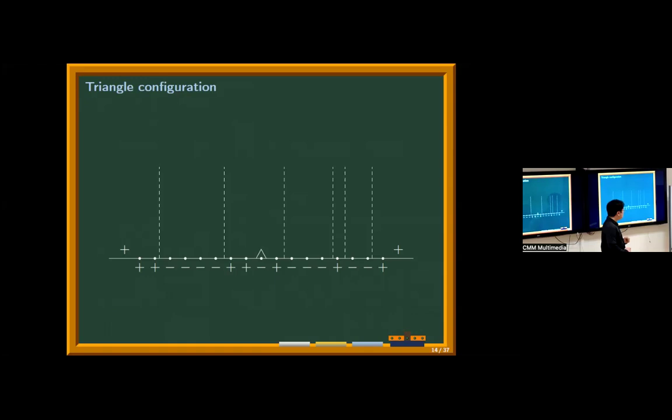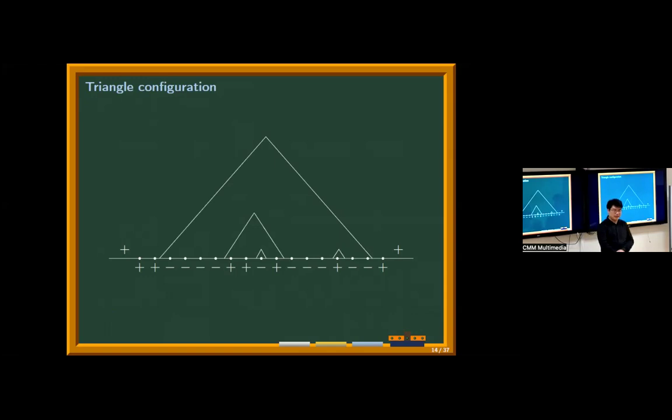Pick the second smallest one. Pick this one. Add a triangle. Remove the wall. Pick the smallest one. Add a triangle. Remove the wall. Add a triangle. Remove the wall. We get what we call the triangle configuration.